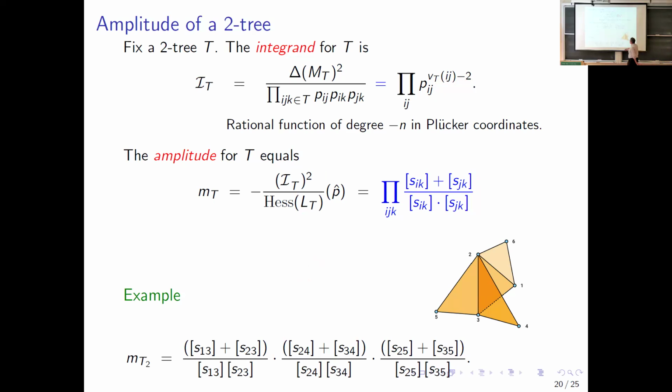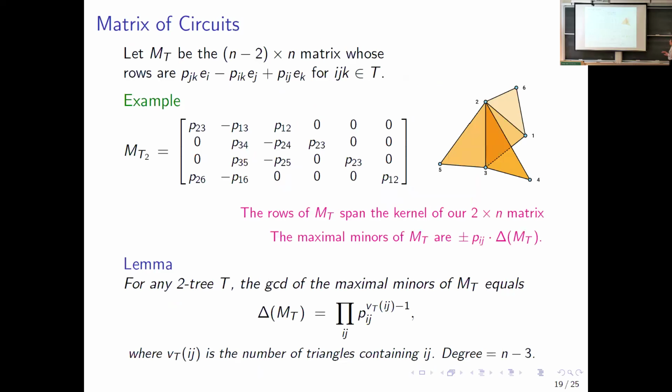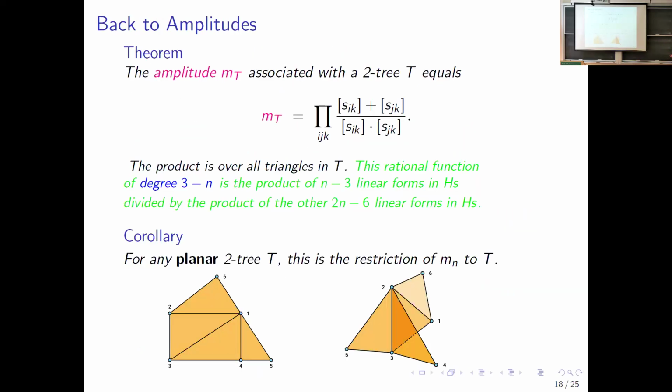And then the amplitude is defined just like in the earlier CHY formula. Namely, it's the integrand squared divided by the Hessian evaluated at the unique critical point. So now we don't have to sum over critical points, we only evaluate at the one critical point. So same localization formula, but only at one critical point. So for this one, we get this. And so with this definition, this becomes a theorem.